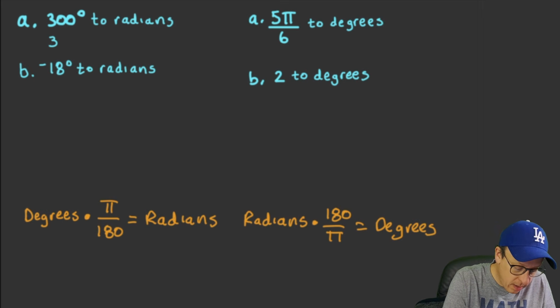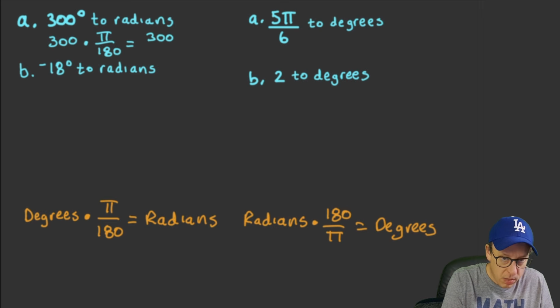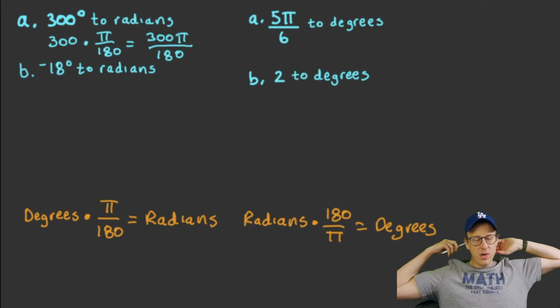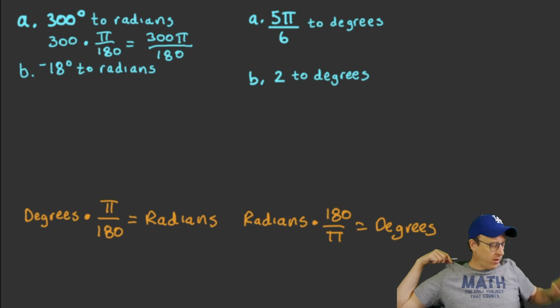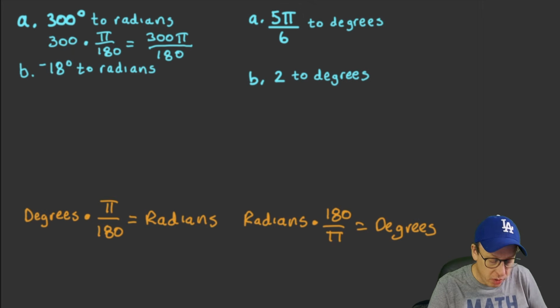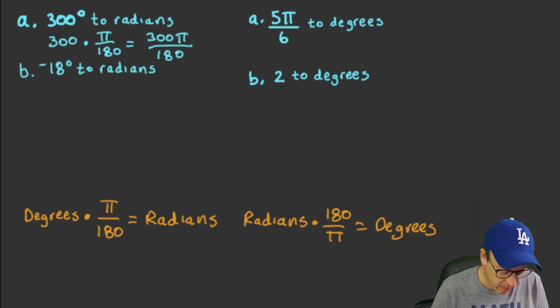So now knowing that, let's go. We'll have 300 times pi over 180 is equal to 300 pi over 180. Now let's say that this is not a very simplistic number. We're not dealing with 300 and 180. Let's say it's really complicated and we want to simplify it. To do that, you have to find the greatest common factor. So how do you do that? I don't think I've covered that yet.